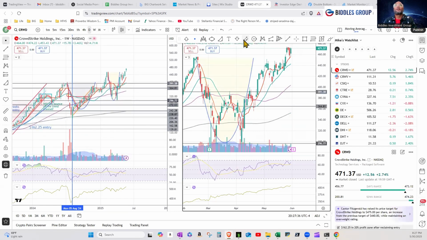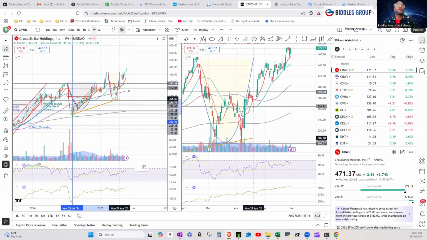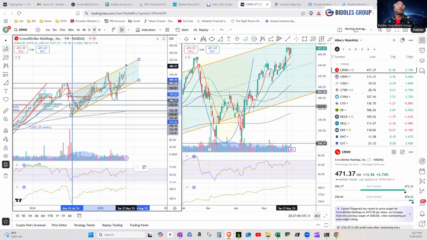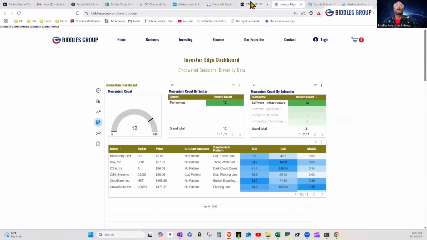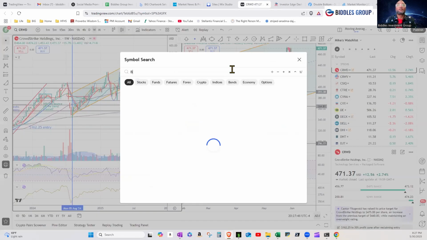This thing is breaking out everywhere. Pull back, but then a breakout. So we're reaching the top, so this could pull back. We got Box and BlackBerry. Box.